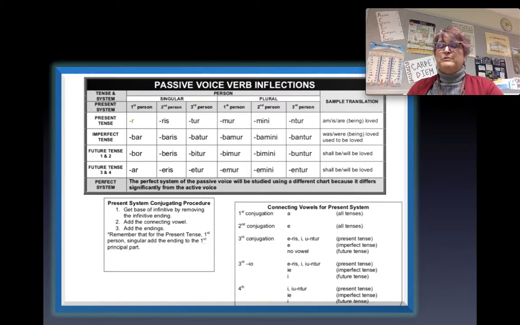That will prove to be somewhat tricky as we are reading verbs, because this E is remarkably like the E for second conjugation connecting vowels. So we'll have to really pay attention to whether the verb we're looking at is from second conjugation or third conjugation in order to know what tense it's in.